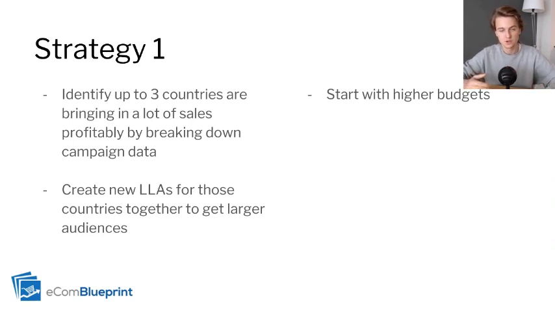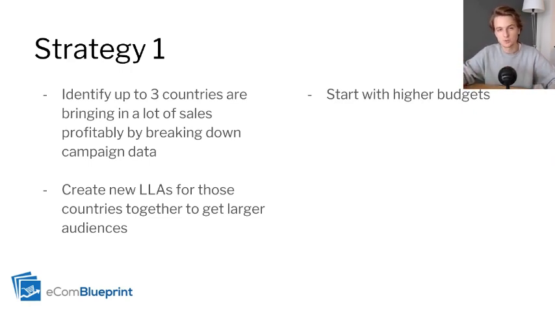And so that's what you want to do. And if you structured your campaigns by country, so you have one country per campaign and then you have the lookalike audiences for that country inside that campaign, then you can just look at the campaign data overall and see which countries are performing the best for lookalike audiences. So you want to identify up to 3 countries that are bringing in a lot of sales profitably. Now, once you do that, you want to create new lookalike audiences for those countries together. So basically combine those countries in one lookalike audience to get larger audiences. And once you do that, you can start with higher budgets and that helps you scale more.